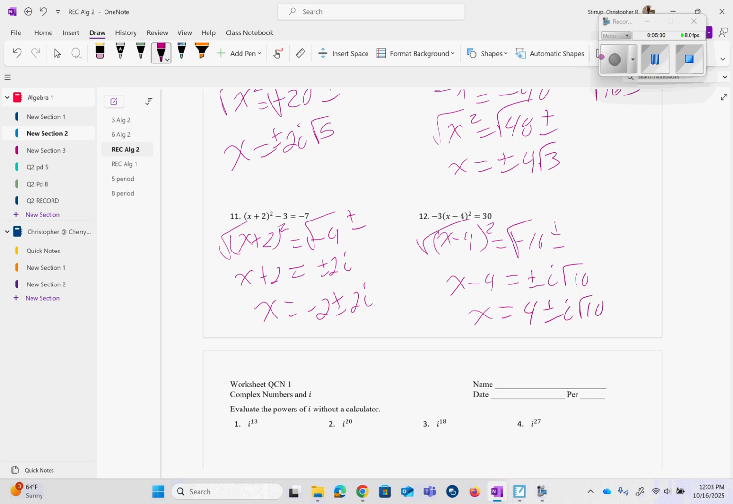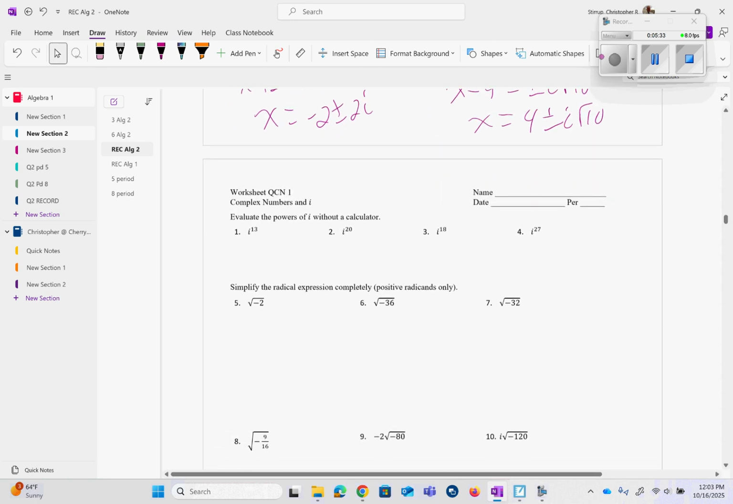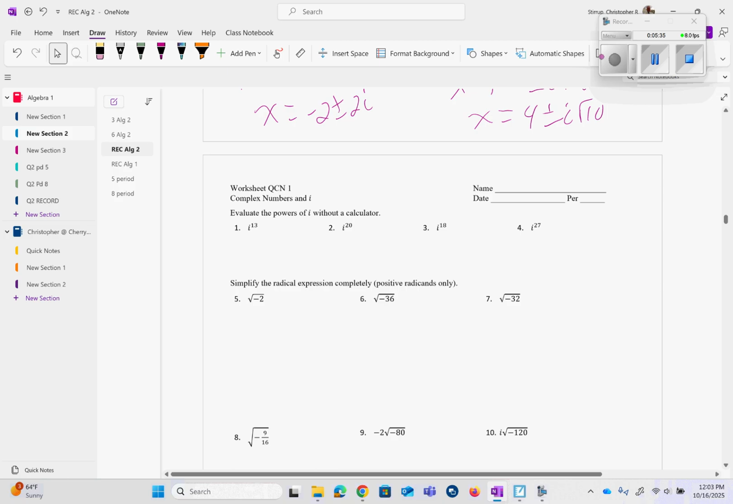Okay, I'm going to go over the worksheet. If you just copy this down, that means you don't know it. So don't worry about it.